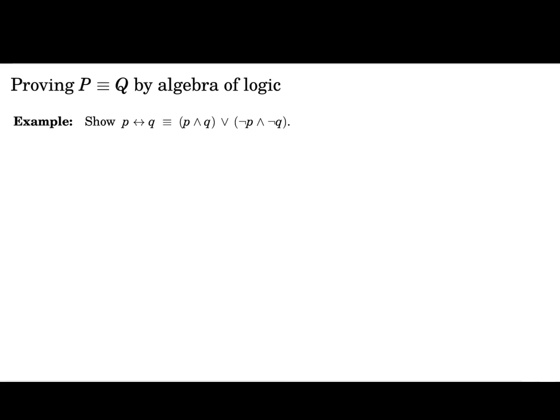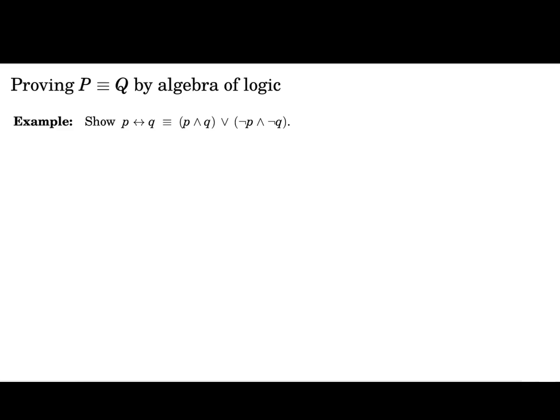Now we will be proving a logical equivalence by using algebra of logic. And let's do it by an example. So let's look at showing that this biconditional here, P if and only if Q, is equivalent to P and Q, or not P and not Q. And in a different video, we showed how to do this with truth tables.